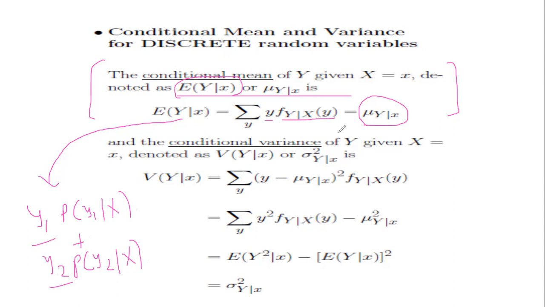And similarly you can calculate the conditional variance. What's the formula for variance? Value minus the mean, squared, that's it, divided by n minus 1. Here they have not divided by n minus 1. We should still normalize, shouldn't we?